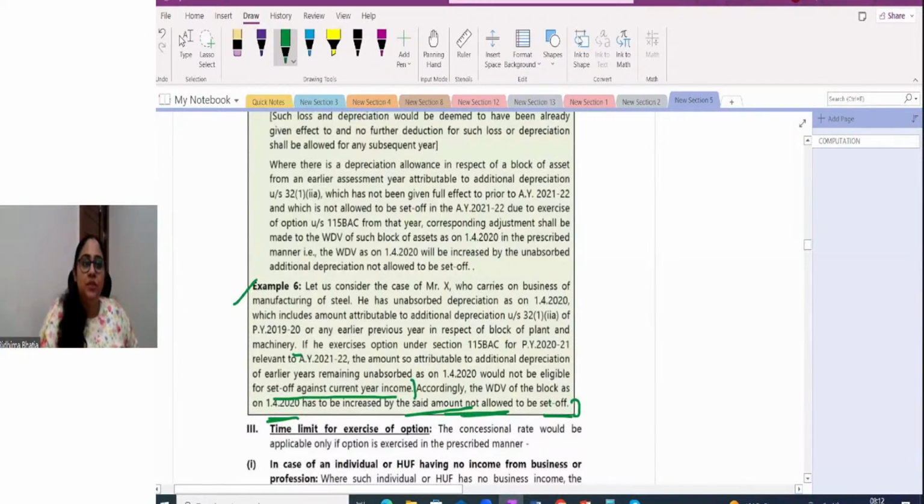Your depreciation chart that goes for income tax, that would be revamped. And there is a clear logic behind it. My WDV is reduced because of depreciation, but if I'm not getting the depreciation to be carried forward, then WDV should be increased.